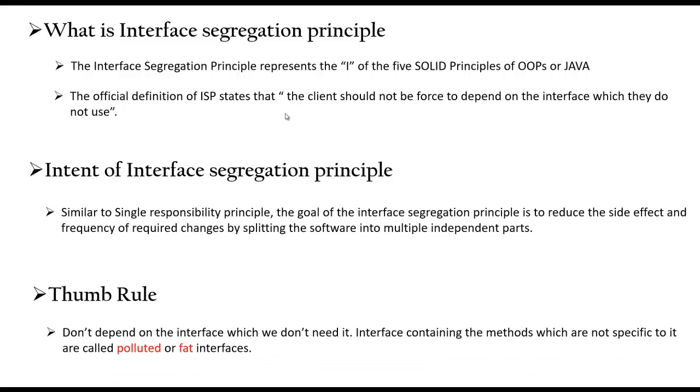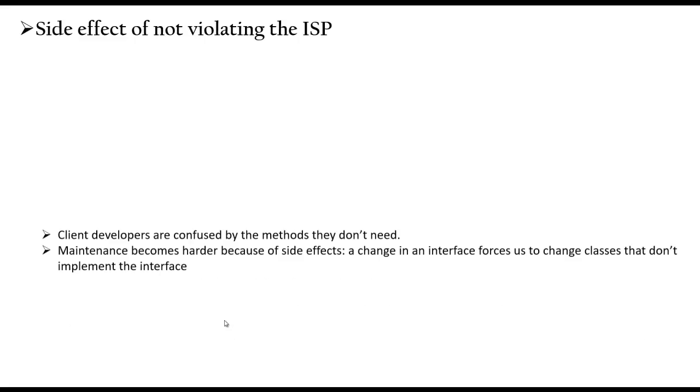The first thumb rule of the interface segregation principle is: don't depend on an interface which we don't need. If the interface contains some extra methods which are not required, those interfaces are called polluted or fat interfaces. What are the side effects of violating the interface segregation principle?